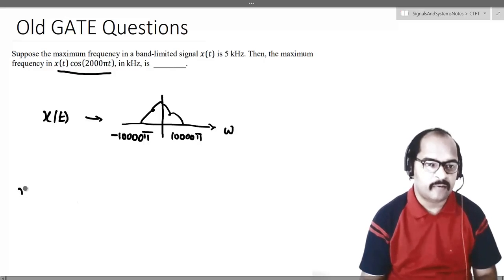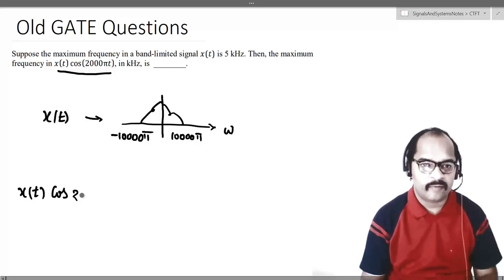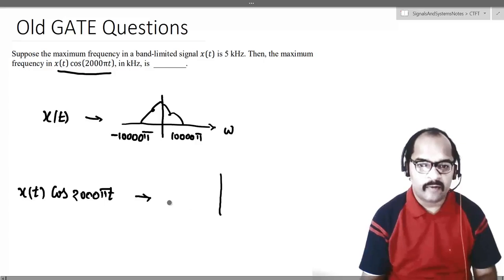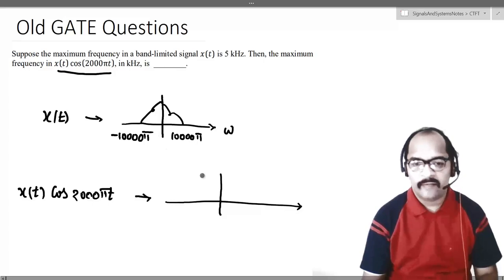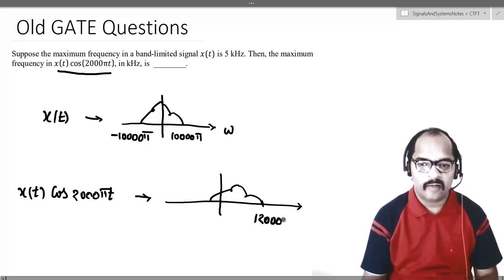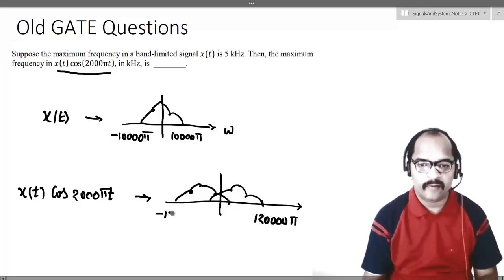Now the question is, we have to find the maximum frequency of the new signal, which is x of t cos 2000 pi t. So what will happen to the Fourier transform here? The Fourier transform should shift to the left and right by how many units? 2000 pi. If you shift to the right by 2000 pi, the spectrum will look like this, so this should be 12,000 pi. And then you shift to the left by 2000 pi, so the plot will look like this. This is minus 12,000 pi.